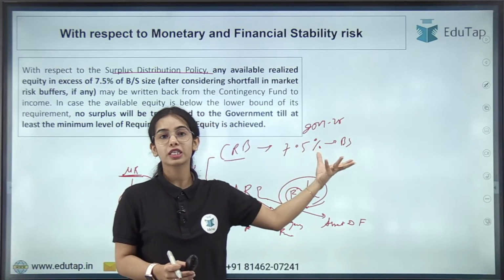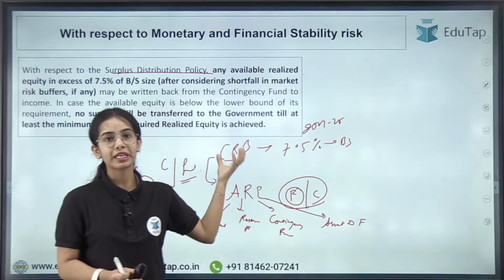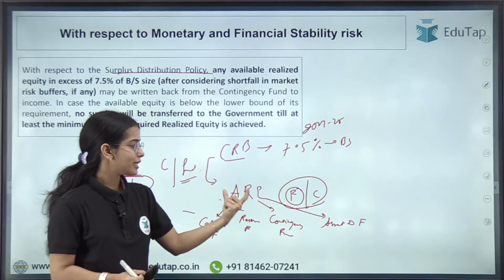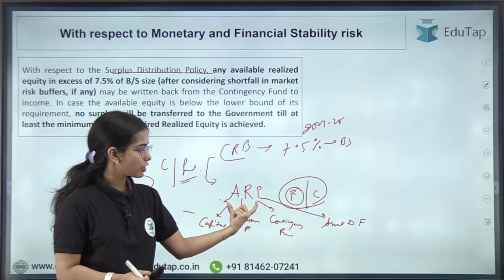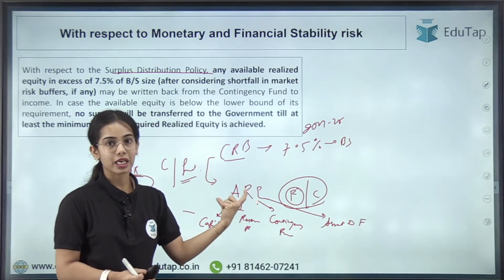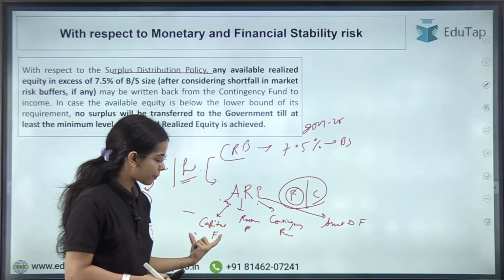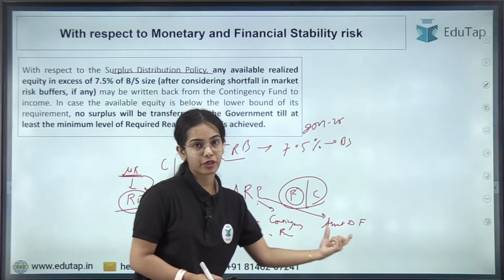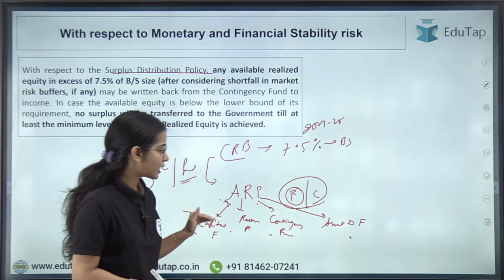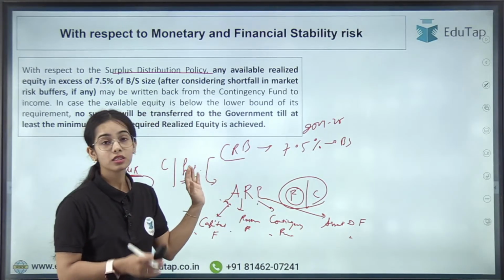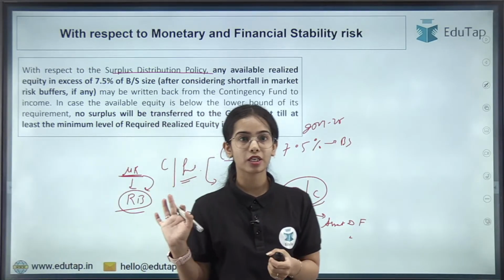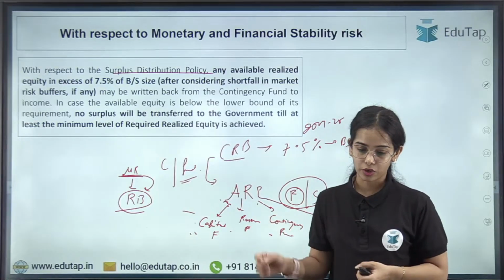So how is this buffer going to be maintained? The funds will come from the available realized equity, which is maintained in the form of capital fund, reserve fund, contingency fund, and asset development fund. These are the funds present in the available realized equity to provide for the contingent risk buffer. Is this clear or not?